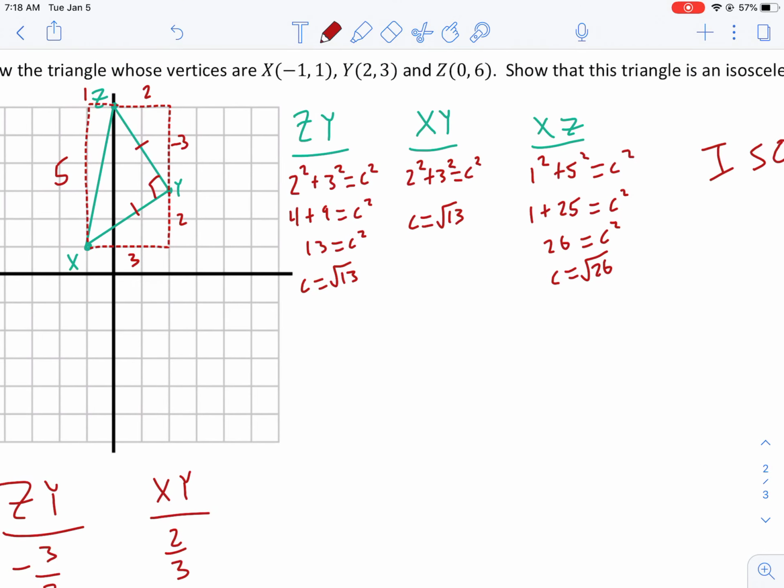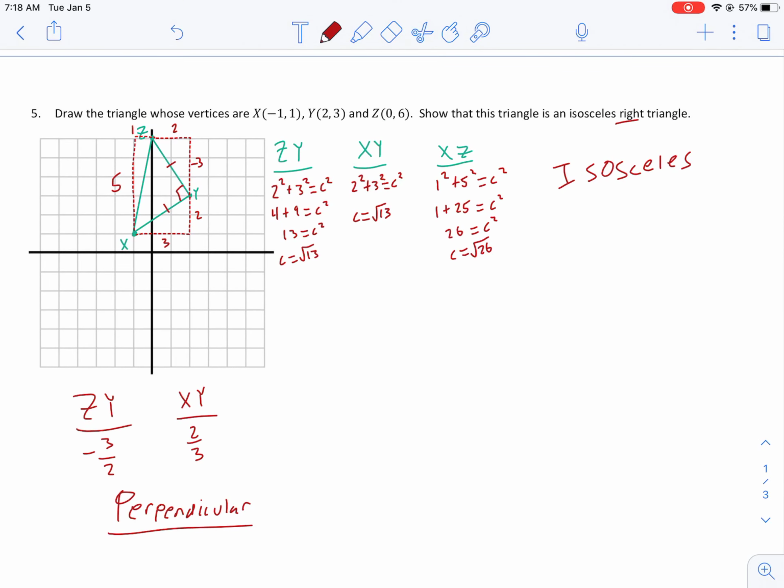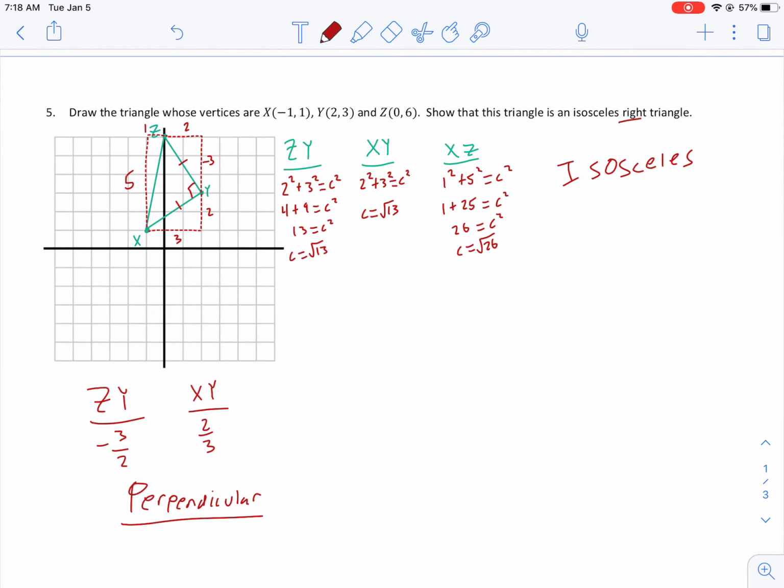I know we're bringing back some old stuff here, which is good. Some review. So we were able to show it's an isosceles right triangle. For showing anything about the side lengths, you're going to have to do the distance formula. And for showing that it's a right triangle, you're going to have to show that the two lines are perpendicular to each other. So hopefully this helped.